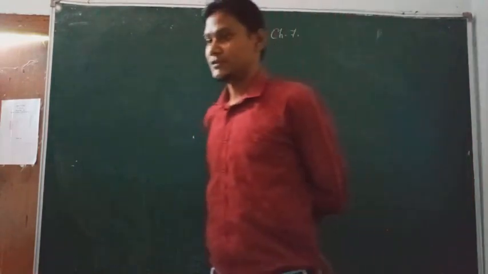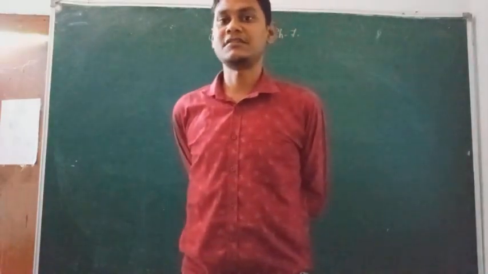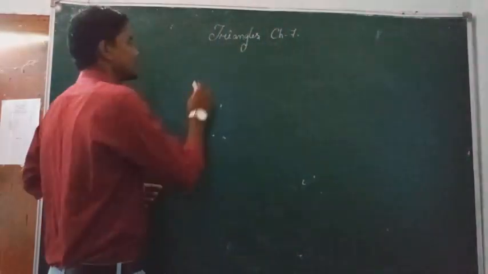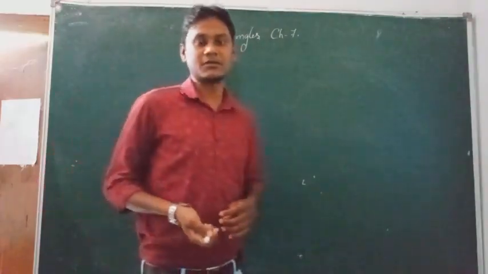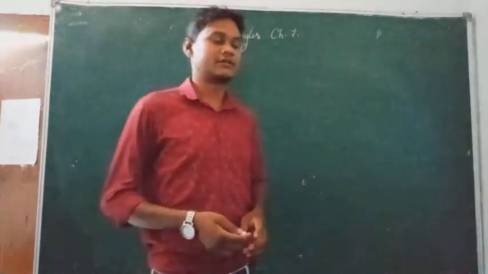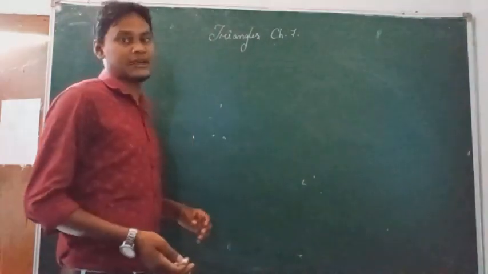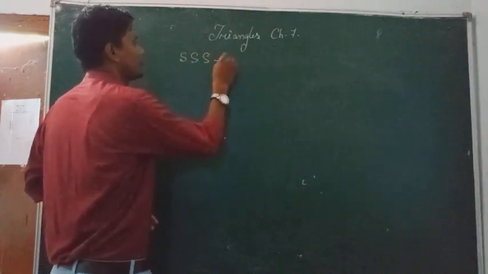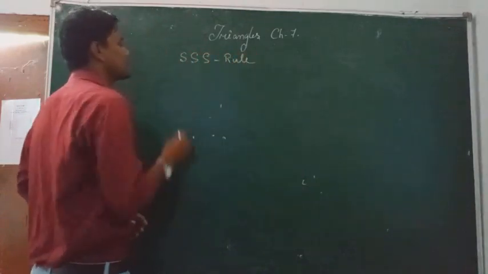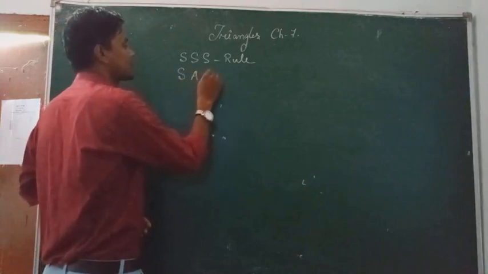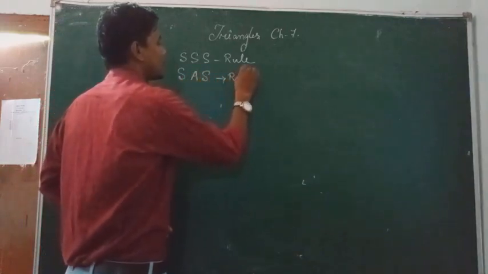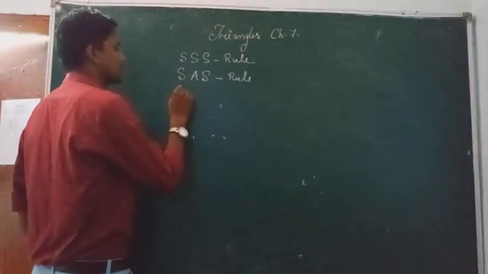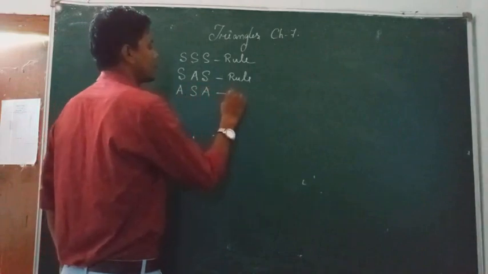In the last class, as we discussed the criteria for congruence of triangles, we discussed various criteria which you have already got in your lower classes also. The rules that we discussed in the last class were the side rule, next the side angle side rule, and apart from these two rules, we also discussed the angle side angle rule.